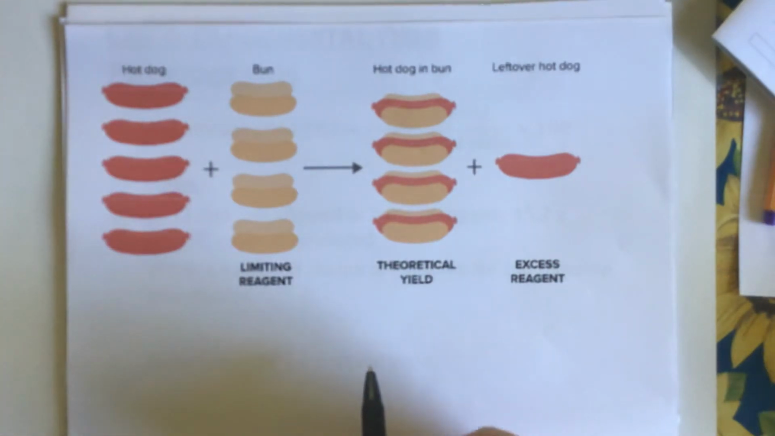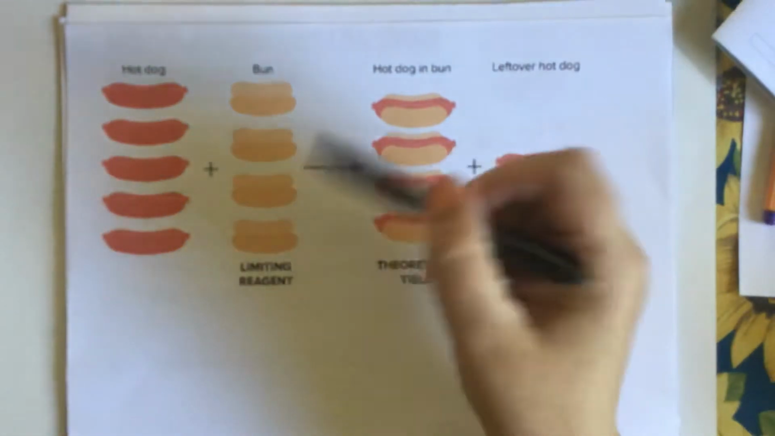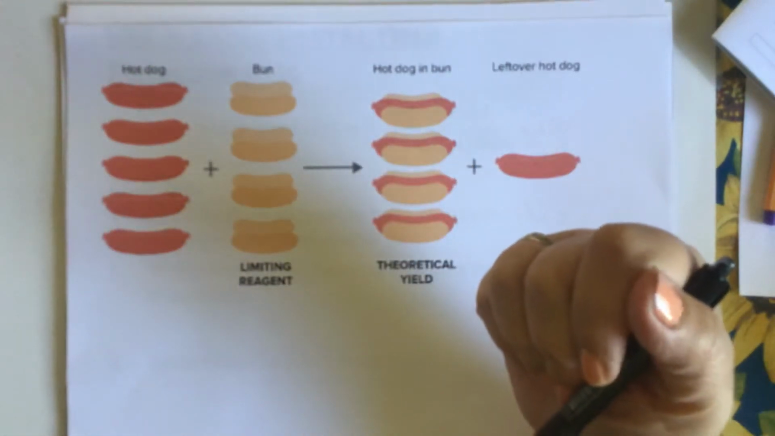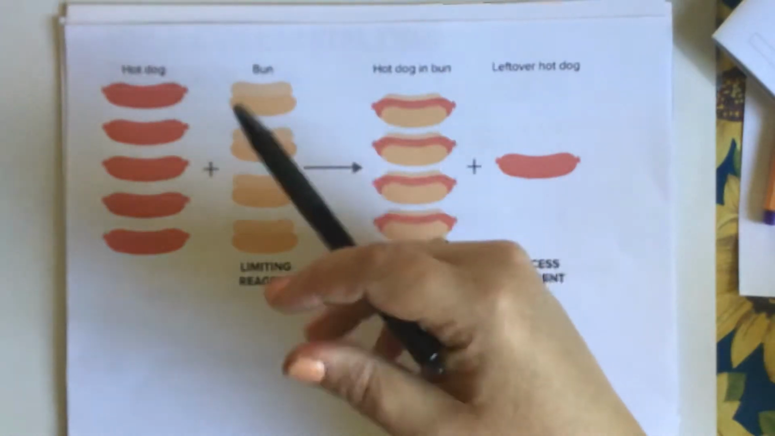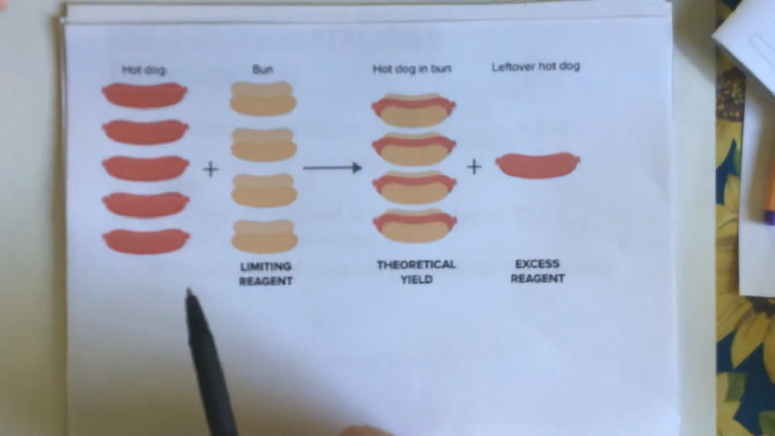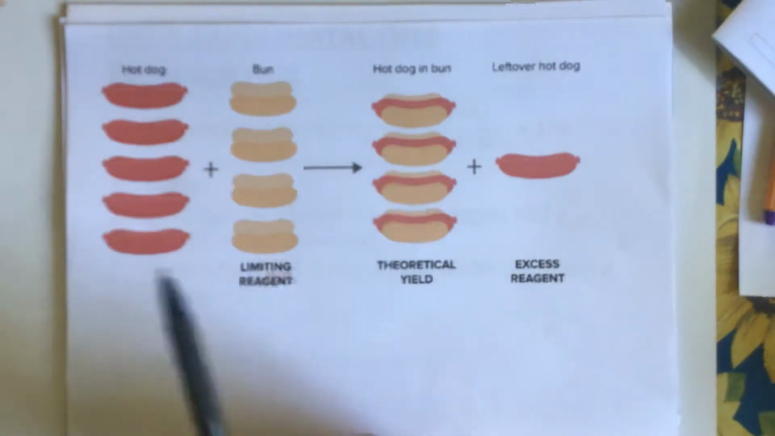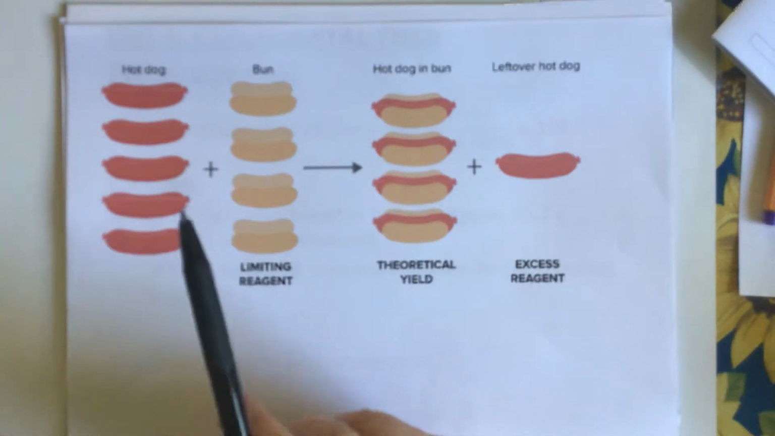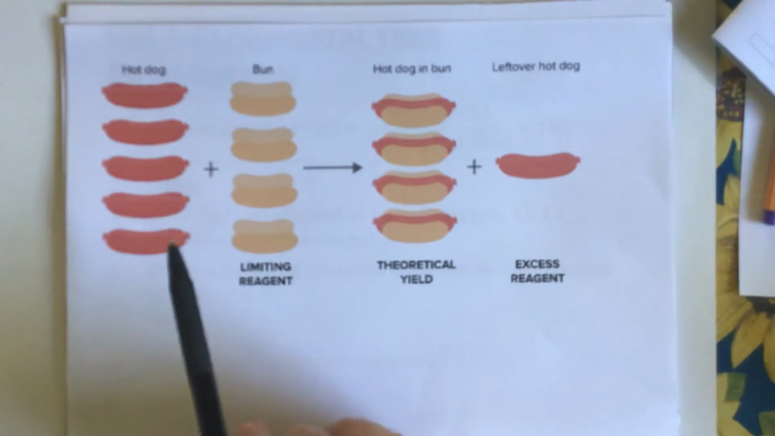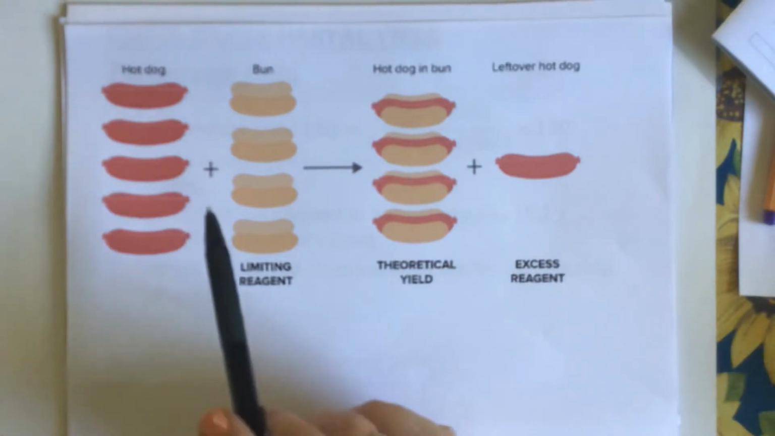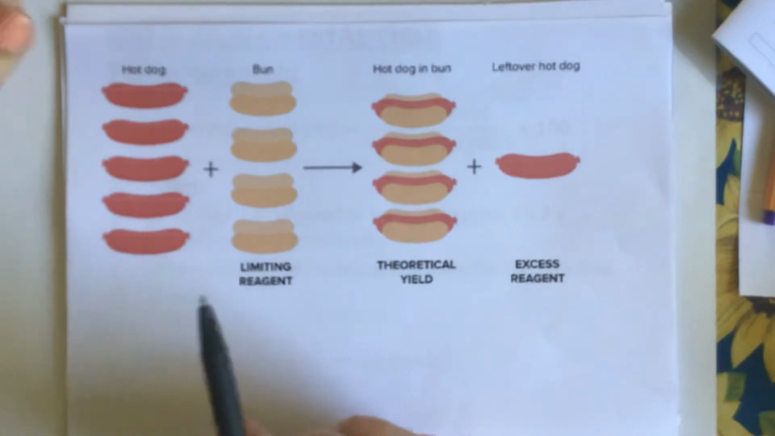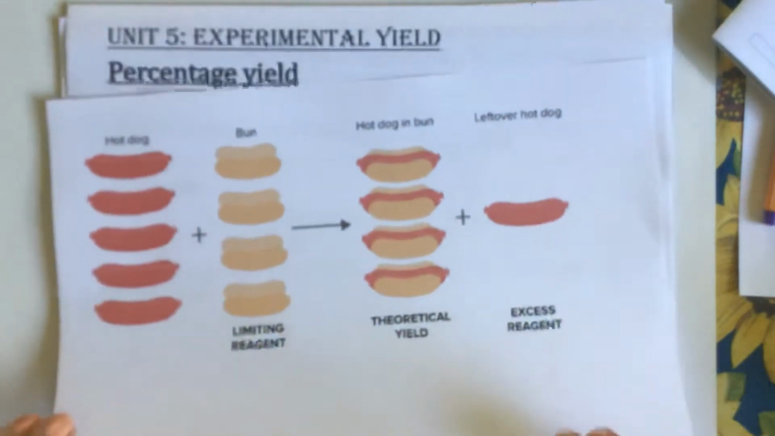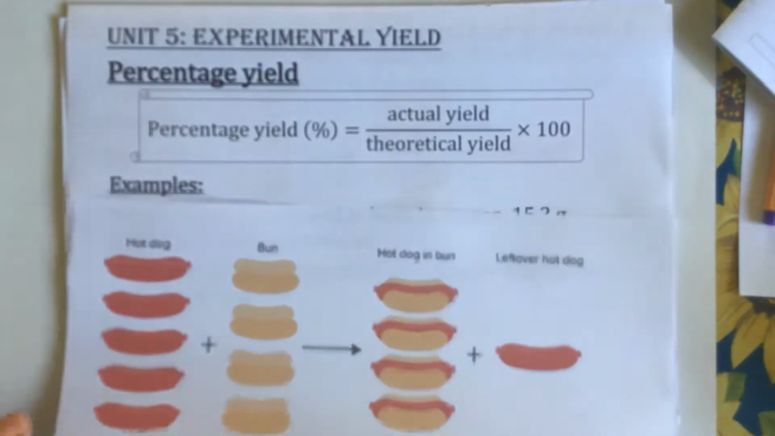But the moment that we started, one of our buns was not suitable for use. It could have been old, it could have been wrongly cut or something like that, and suddenly we're not producing 4 hot dogs, but we only produce 3. So what was our percentage yield? 3 divided by 4 times 100 is only 75% of what we were supposed to get.